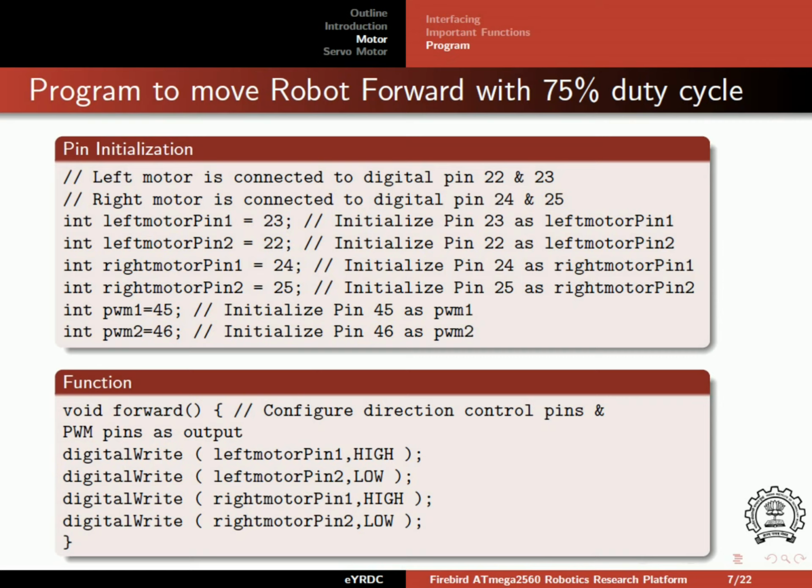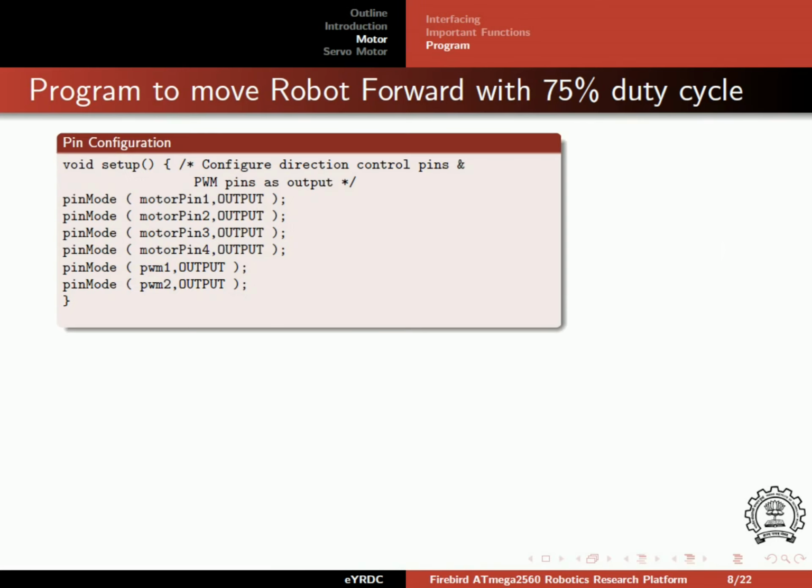After initialization of pins, we shall define forward function, which includes logic to rotate two motors simultaneously by writing digitalWrite left motor pin 1, HIGH and digitalWrite right motor pin 1, HIGH. Thereafter, we shall configure motor pins as output because motor is an output device. Also, PWM pins need to be configured as output by using function pinMode with parameter pin and mode that is OUTPUT. PWM1 and PWM2 are the enable pins which are used to control the speed of motors.